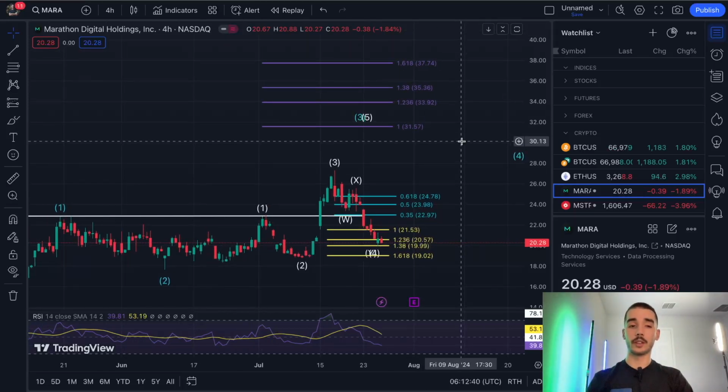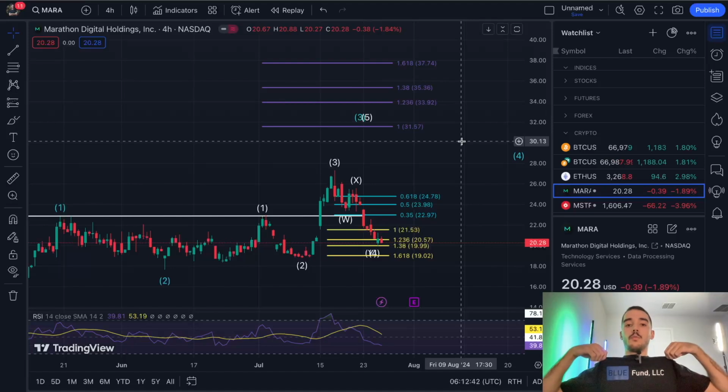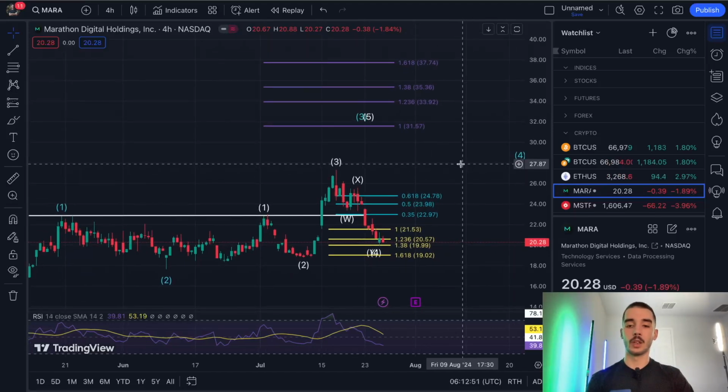A couple things before we get started. Got my little blue fun t-shirt. I hope you guys like the name I picked out for my entity. I think it fits my style quite well.